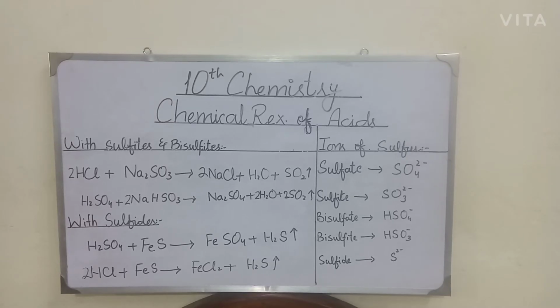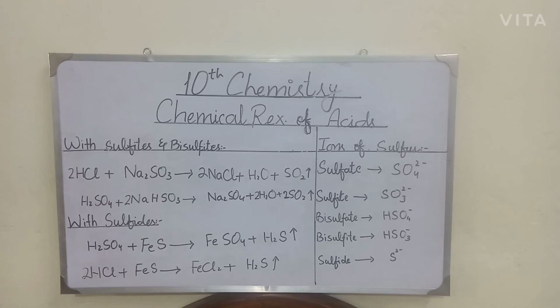So viewers, the next reaction is with sulfites and bisulfites of the acid. First of all, we will discuss the ions of sulfur. How many types of ions of sulfur exist in nature? Sulfur generally exists as 5 types of ions. Other types of ions are also present, but the major ions of sulfur abundantly existing in nature are these 5 types.